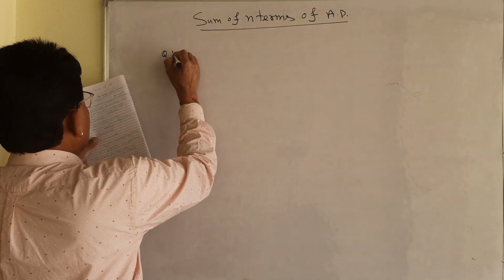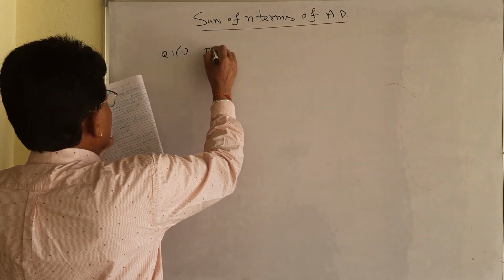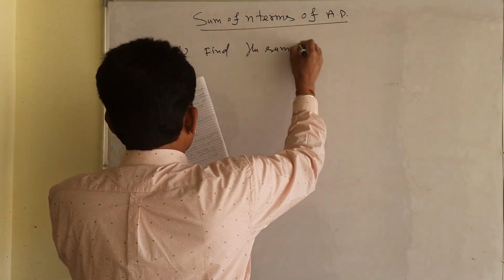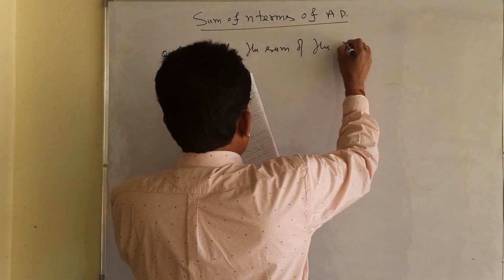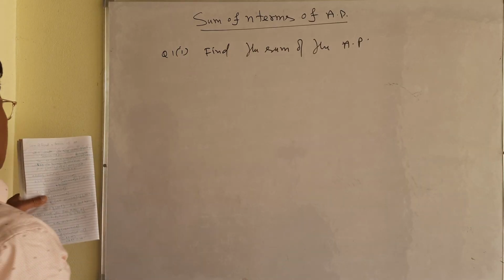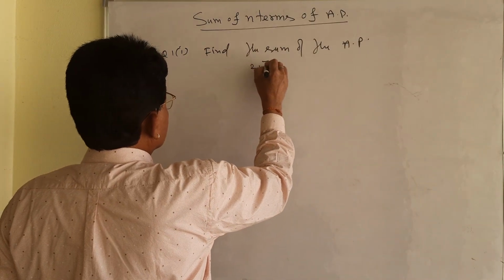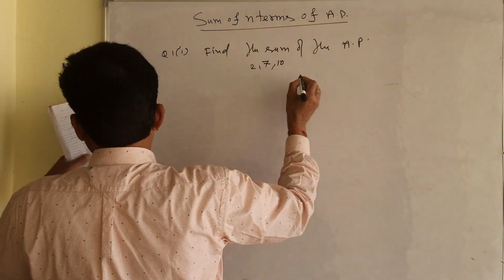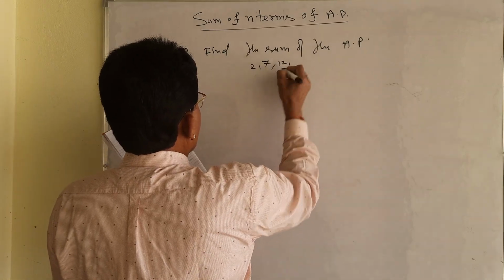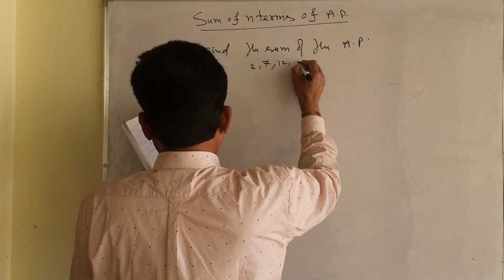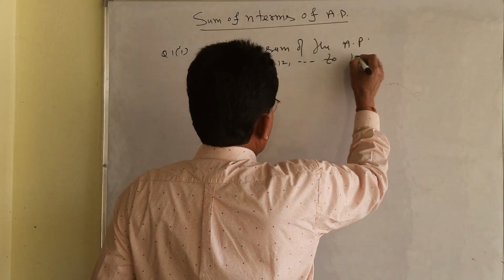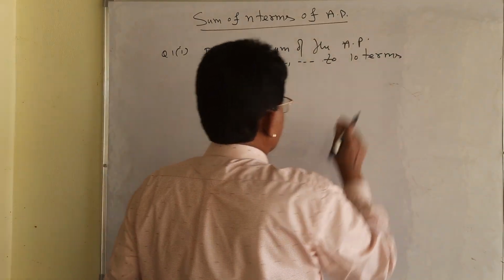Let me take question 1, first part. Similarly, you may get the solution of the other parts. Find the sum of the AP. What is the AP? 2, 7, 12. Actually, you can form the question yourself. 12 and 10 terms. Sometimes the question may be asked in this way.